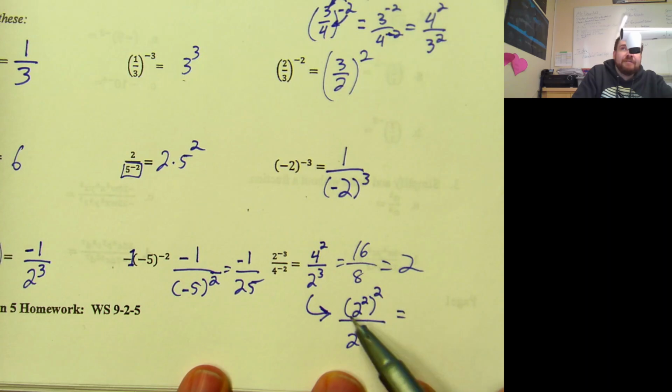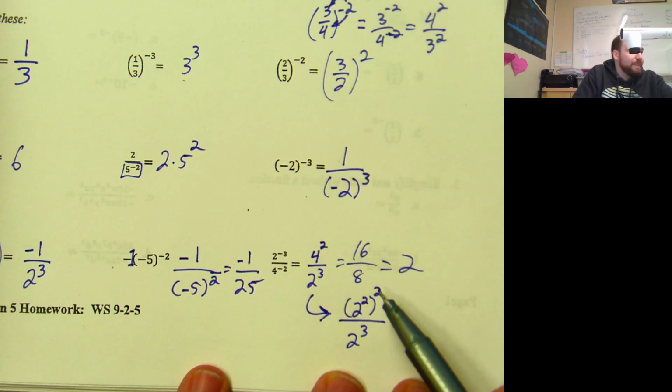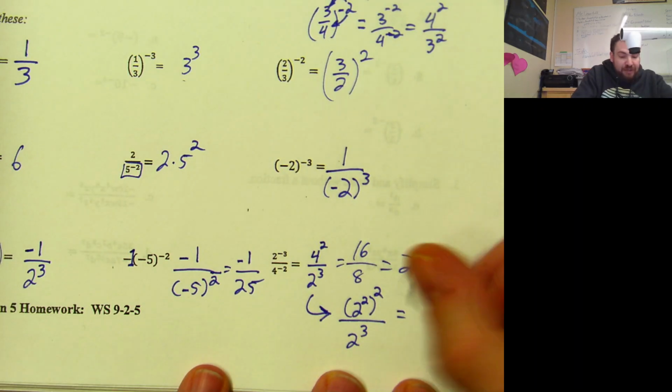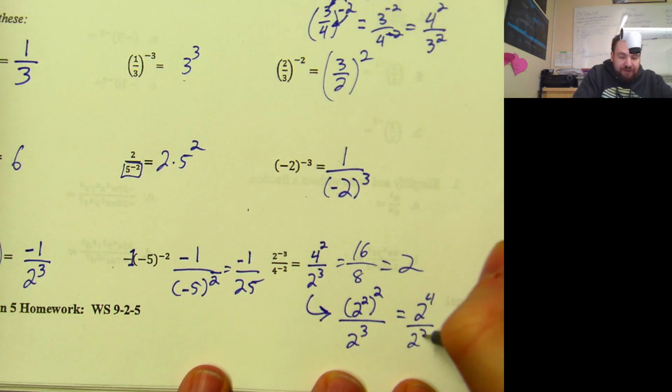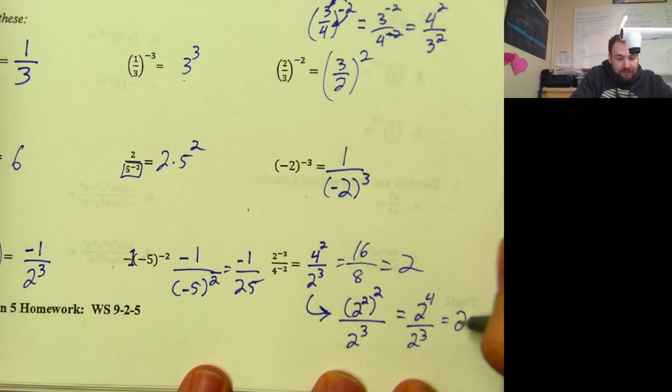So then what happens here? When I have a power to a power, what do I do with the exponents? I multiply them. 2 times 2 is 4. So this is going to become 2 to the power of 4 over 2 to the power of 3. And when I'm dividing here, what do I do with exponents? I subtract them. It's always top minus bottom. So 4 minus 3 is? 1. And 2 to the 1 is just 2.